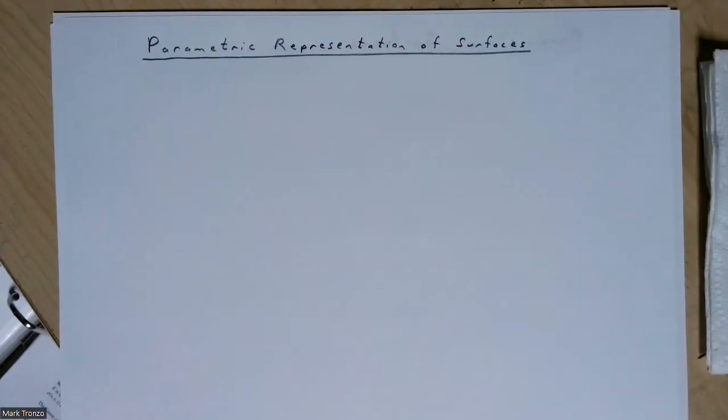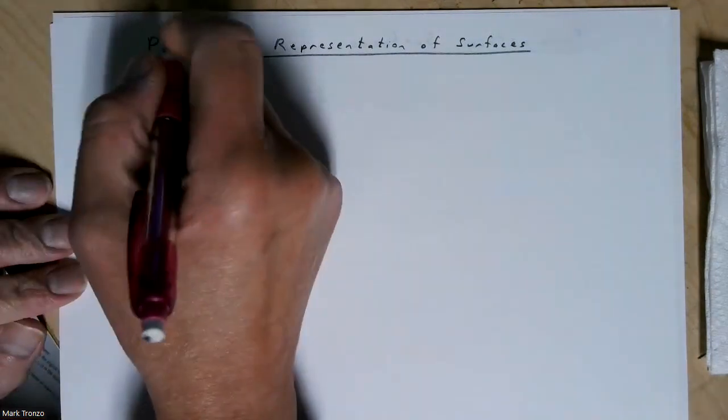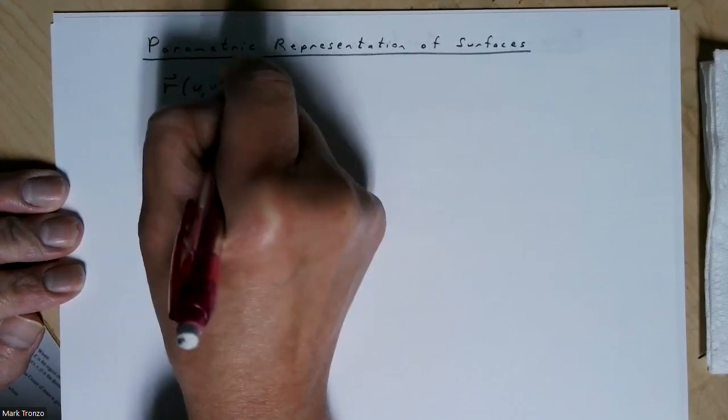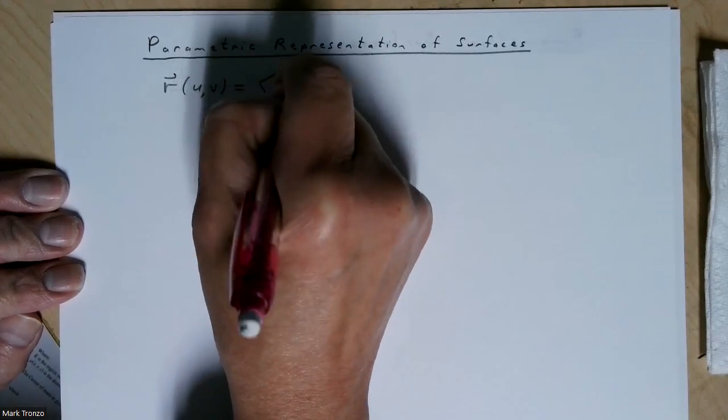In this video, we're going to talk about parametric representation of surfaces. You recall from when we were doing lines and curves, we often want to parametrize the lines in terms of, say, a parameter t. So we want to do the same thing with surfaces. We want to represent them parametrically. And so usually, when we make a parametric representation, we'll have something of this form.